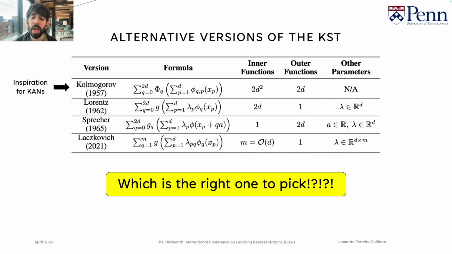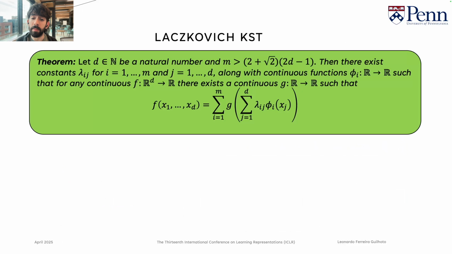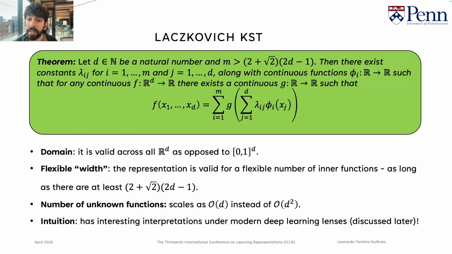Based on our research, we believe Laczkovich's version presents a promising direction. This version retains some important features of the original KST, but provides better generalization and uses a computationally simpler formula. Its domain is valid for all of R^d, as opposed to just the unit cube, and it also provides a flexible width representation and a number of unknown functions that scales linearly instead of quadratically.